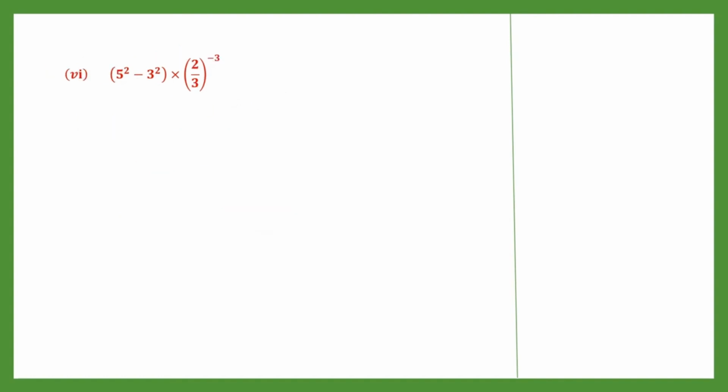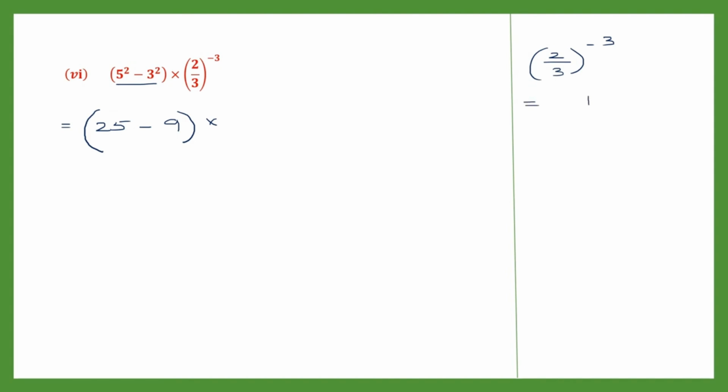Question 6. So here once again, let's work out what's given within brackets. It's a positive part, so it's easy. 5 square means 5 into 5, that's 25. Minus 3 square is 3 into 3, that's 9. Into, now here let's be careful. So remember we said when you have a negative power, you have to write it down, isn't it? Now so this is 2 by 3 raised to the power of minus 3.